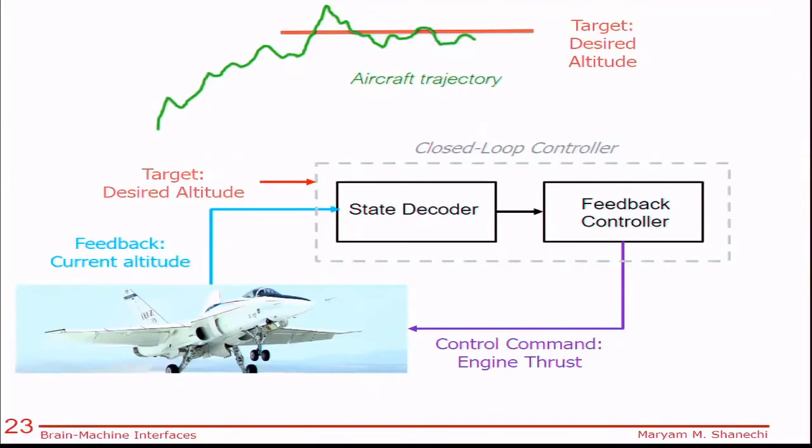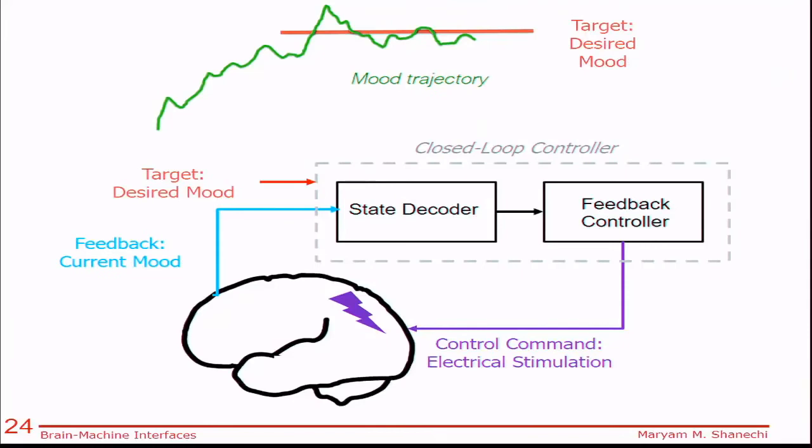So let's go back to our airplane example. In this case, as I mentioned, we wanted to control the altitude of the airplane based on feedback of its current state, what the target is, and using this controller to issue control commands in the form of engine thrust. This is exactly what we would do, for example, for depression.